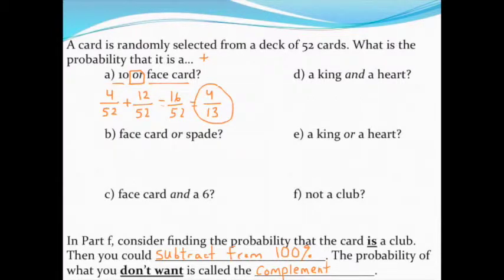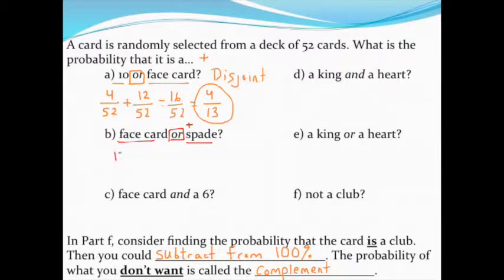This is something that we'd call a disjoint probability, or a disjoint event. There's no overlap. Compare that to our next example if we go down below, however. This time they ask for or, which typically means we're going to add things together, but this time notice the difference. They want a face card or a spade. So at first glance it may not seem any different.